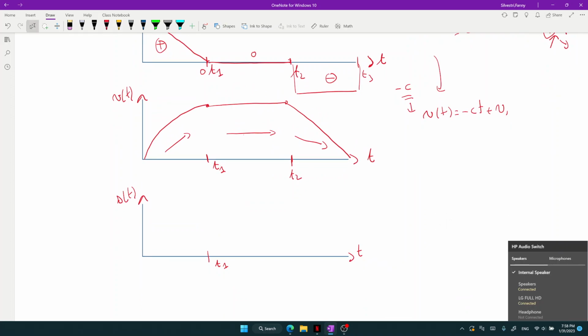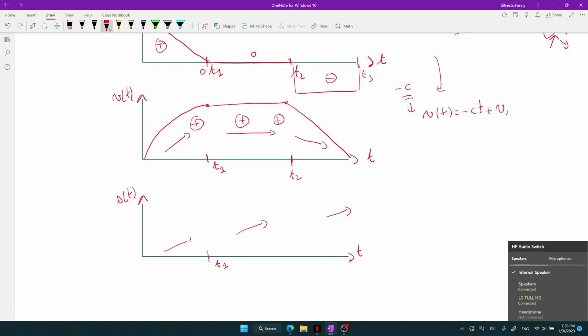And now for s of t. We see the velocity is positive everywhere. So globally, the distance will increase. It will never decrease. It will keep going. That just means that the car keeps moving forward.